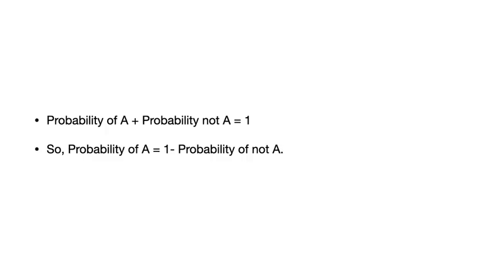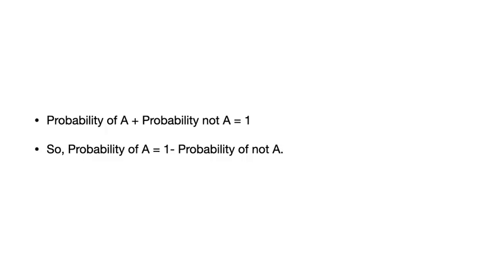Whatever A and not A are, you can also figure out the probability of not A. It's going to equal, well, 1 minus the probability of A, right? So the negation rule is for whatever A is, the odds that A is true is always going to equal 1 minus the probability or the odds that A is not true.